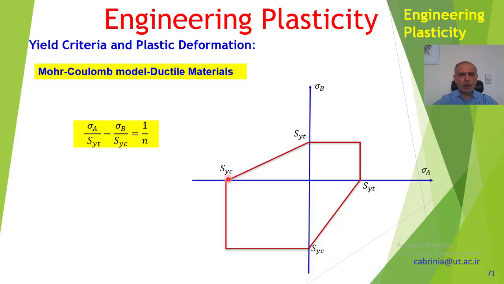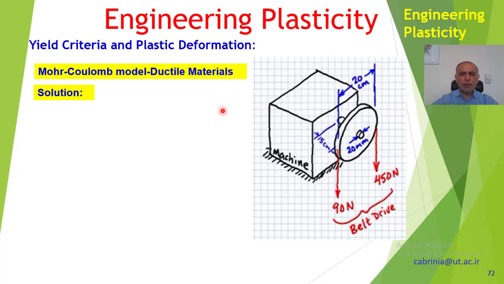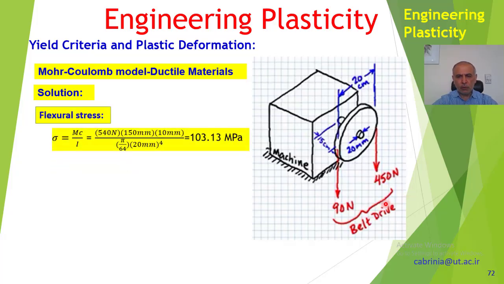In order to do that, I remind you that this was the Moore-Coulomb model for ductile material, and as you can see, for this kind of materials we have different values for yield strength in tension and compression, and this was the equation that we obtained before. Now let's have a look at our problem and see what we could do.